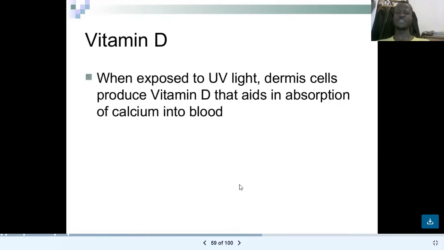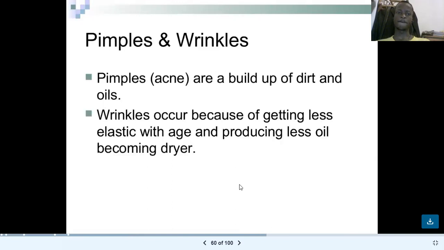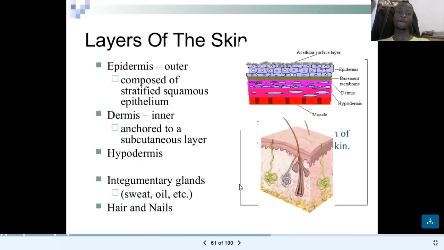Body temperature, vitamin D, UV light from the sun, that is very important, right? Failure of which you develop rickets in children, then osteomalacia in adults. Pimples and wrinkles occur as your skin becomes less elastic with age. Then pimples, acne, I'm sure it's almost every girl's worst enemy out there. And the layers of the skin I've talked about.